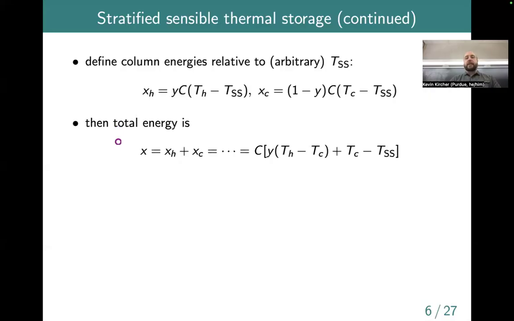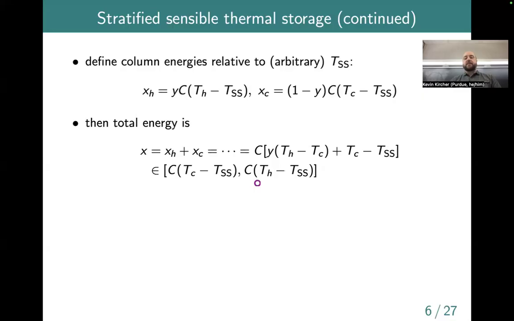We can then write down the total energy as just the sum of the individual energies. And you can do some algebra and show that it has this form. So the C factors out, and we have some temperature terms multiplied by y. Depending on the value of y, we understand what the bounds are. So we have a C delta T for the lower and the higher limits of the stored energy.